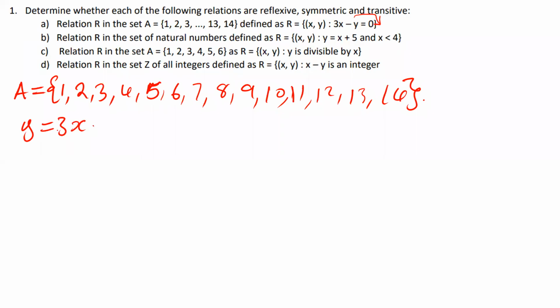3X. So now they are saying in a relation, the value of R is equal to (X, Y) such that 3X minus Y is equal to 0. So let's find the solution set for R. How do you find this? This is as simple as drinking water. So let's try to find what R is.